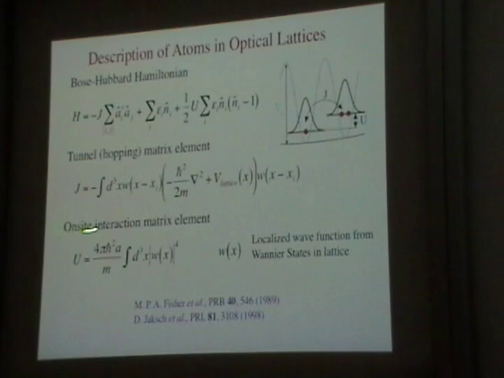Now the tunneling matrix element, you can just compute by knowing what the wave function looks like in these wells. And typically the wave function inside one of these lattice sites is a localized wave function determined by the Wannier states of the system. You can also calculate what the on-site interaction is, and it's determined by S-wave scattering, so it just depends on this S-wave scattering parameter here.